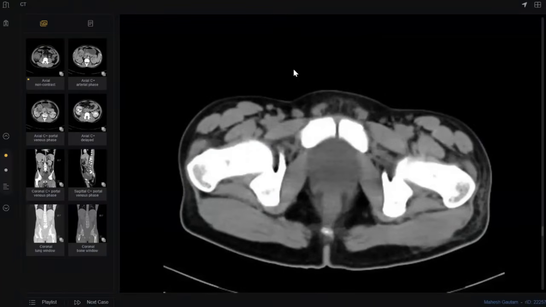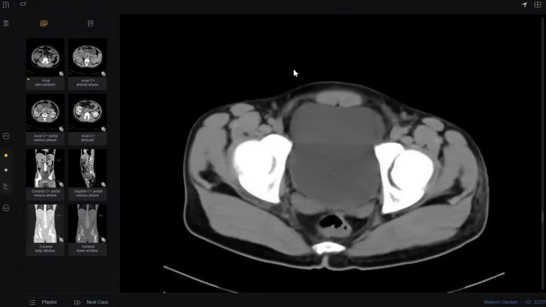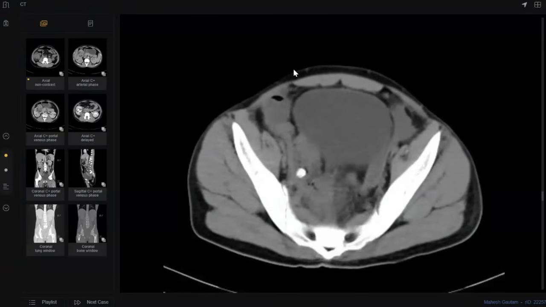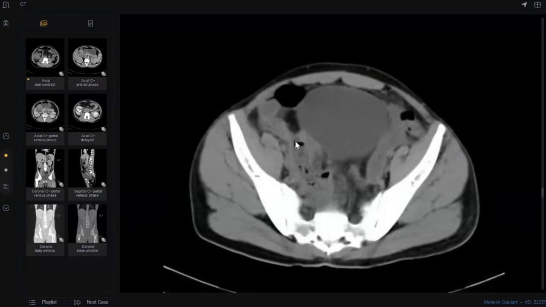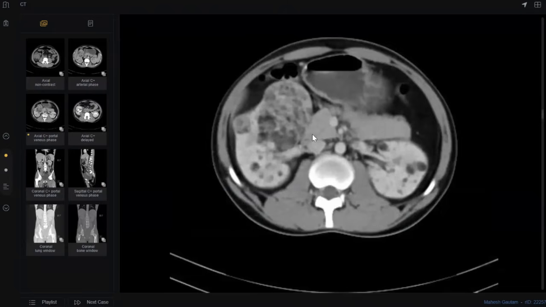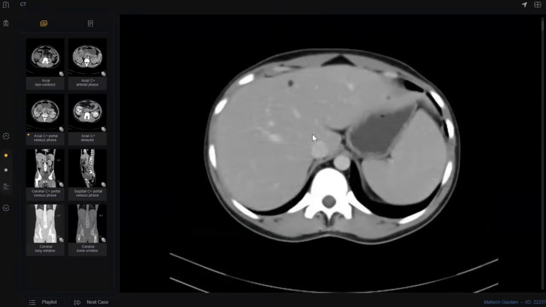I could notice that there is a calcific density lesion, a speck of calcification noted in the right lower abdomen. In my routine practice, I would like to have a look at the post-contrast images, and I can also see that there is some mild fluid noted in the peritoneal cavity, which appears to be hyperdense fluid. I would like to look at the post-contrast images to characterize these better.